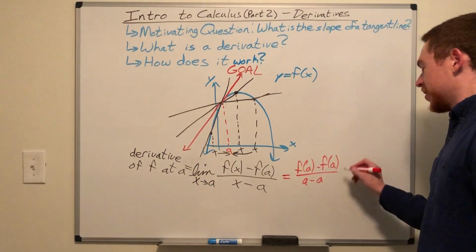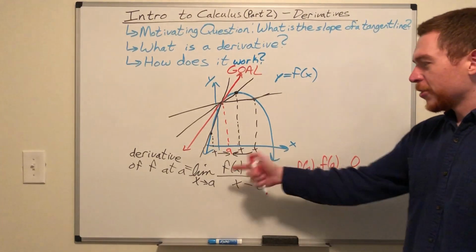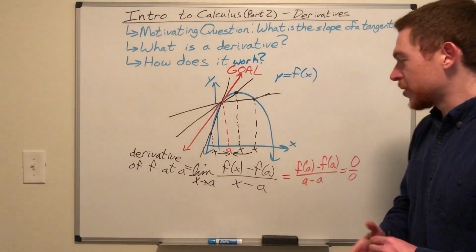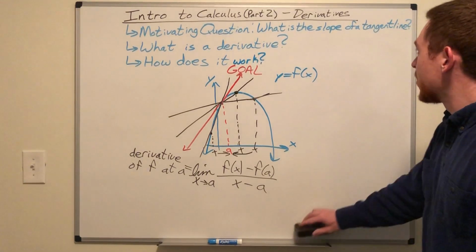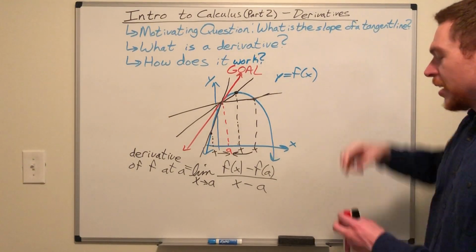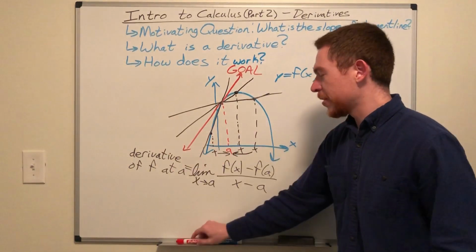Well, f of A minus f of A, that's 0. A minus A, that's 0. 0 over 0. How do we understand that stuff? Well, we use limits. And so we really do need a limit to be able to define the slope of a tangent line. And then we're going to define that slope of a tangent line as a derivative.